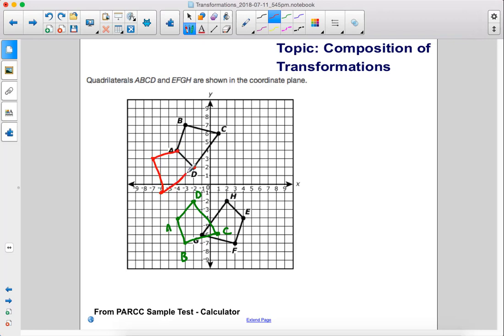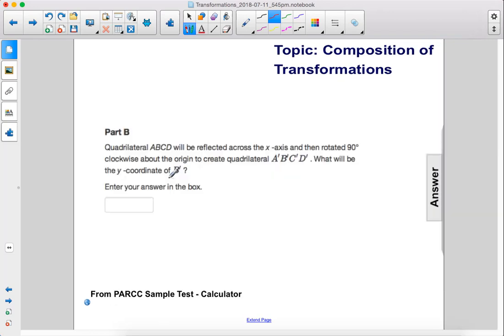The question is asking for the point B'. So B was here, but once we rotate it, it will be up here. The coordinate here is (-7, 3). So if we want the y-coordinate, that would be 3.